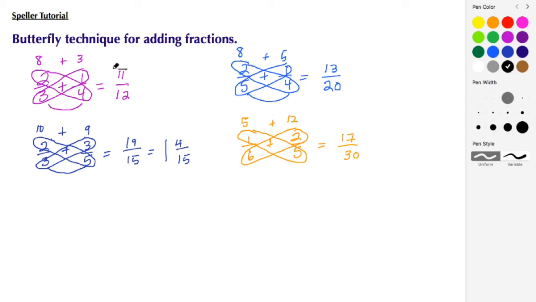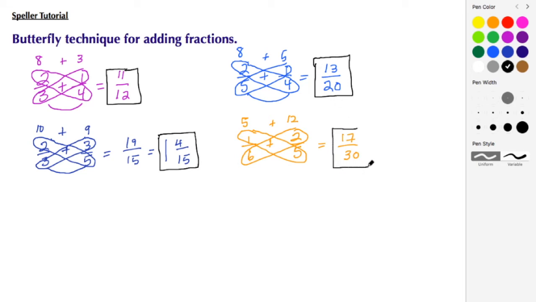So here we looked at 4 examples of how we use the butterfly technique to cross multiply and then add those results, and then multiply the two denominators to get the denominator.